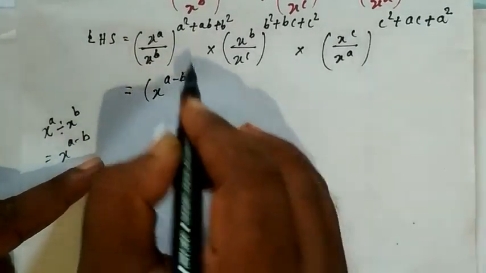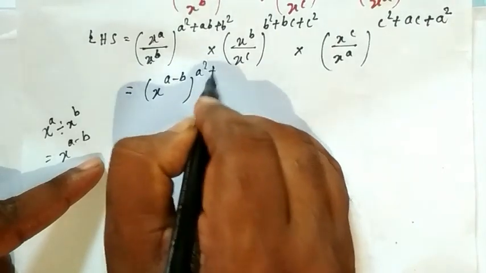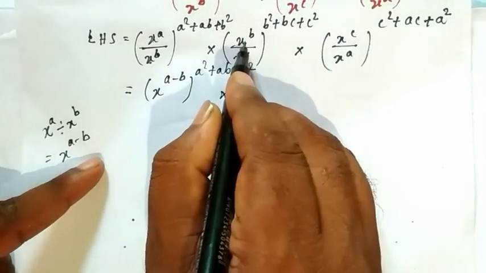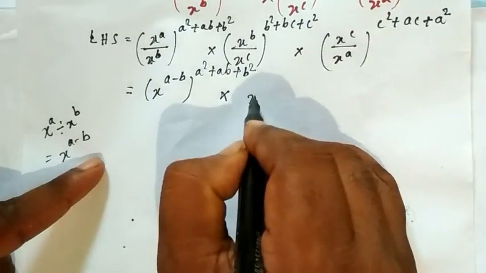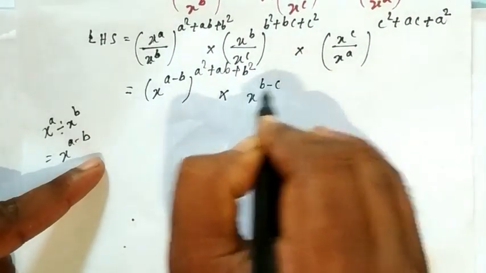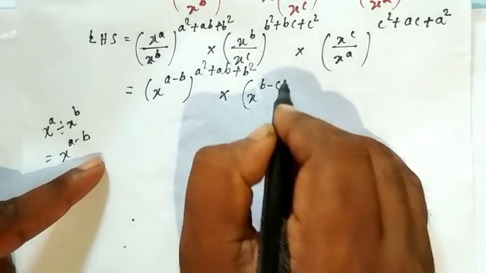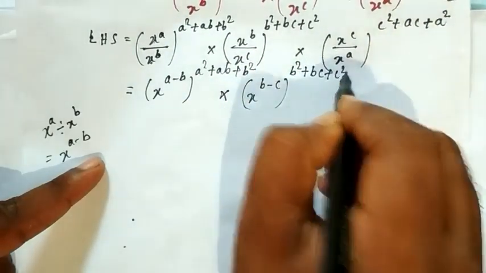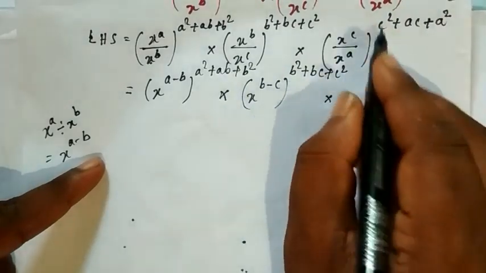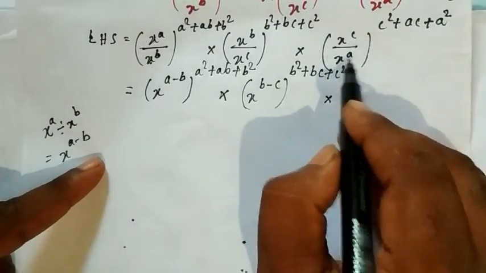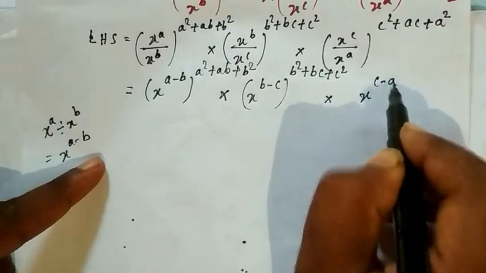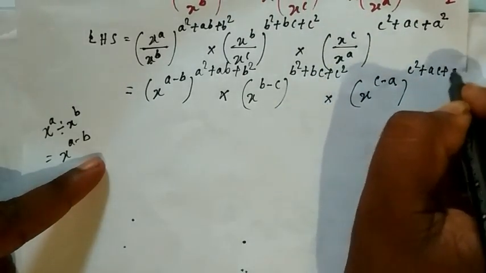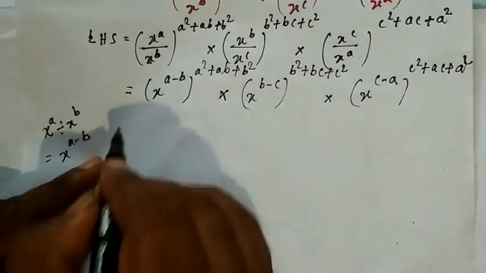Then raised to the power a square plus ab plus b square, into, similarly here you can write x to the power of b minus c, again raised to the power b square plus bc plus c square, into, same here, x to the power of c minus a raised to the power c square plus ac plus a square.